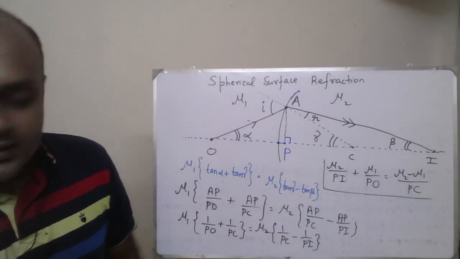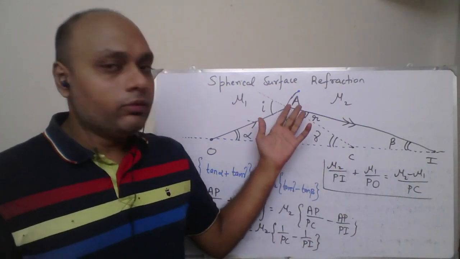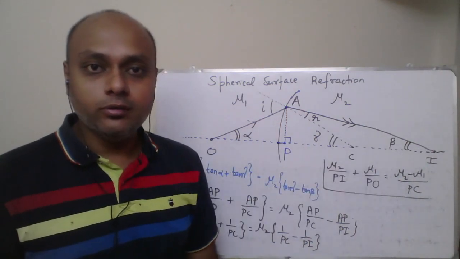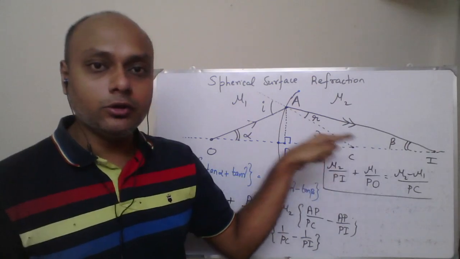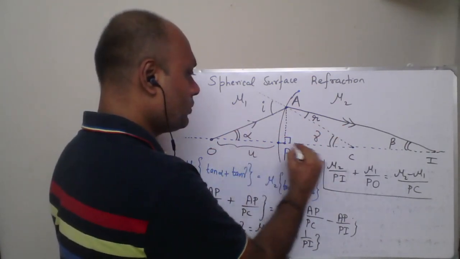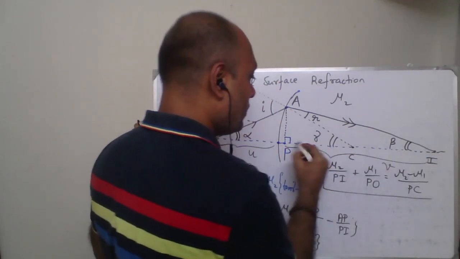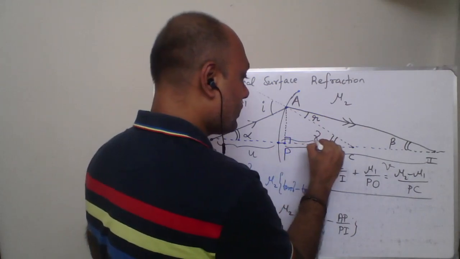Okay, now you see the sign convention that we are going to apply. Incident ray direction is positive. You make the measurements in the direction of incidence. Let's say this is U, right? So this is U and this is V and here this is R.